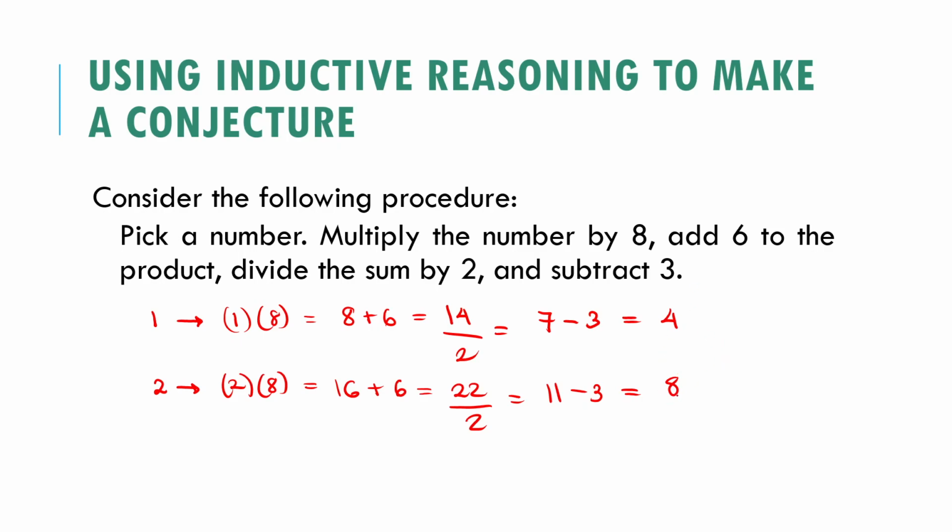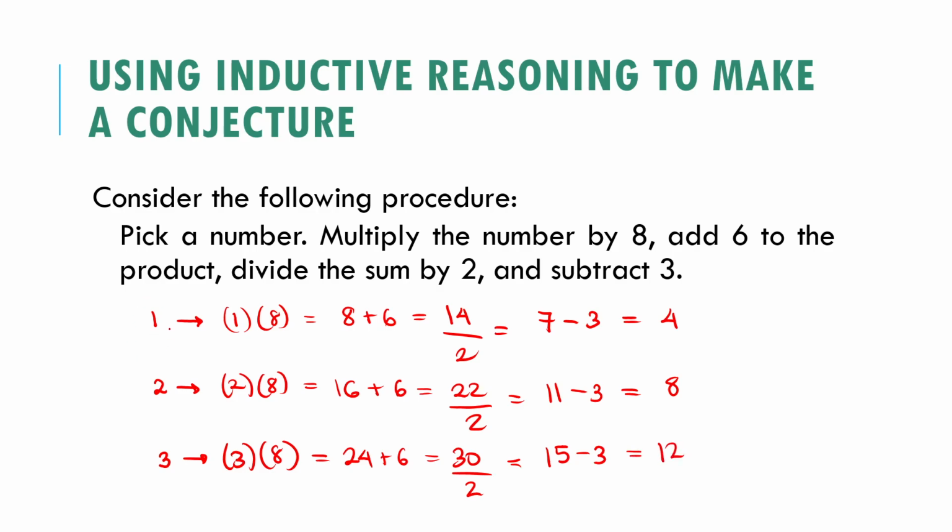Now, two examples I think is already enough for us to come up with a conclusion, but let's try to be safe and add one more. So what's another easy number that we can use? I think it would be 3, right? So doing the procedure again, 3 times 8 would give me 24. And then I have to add 6. That would give me 30. 30 divided by 2 would give me 15. And then 15 minus 3 would give me 12.